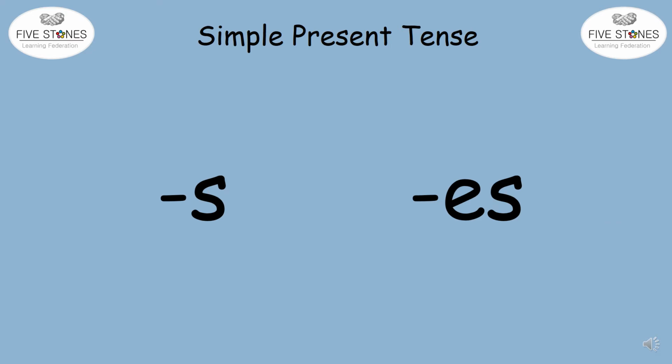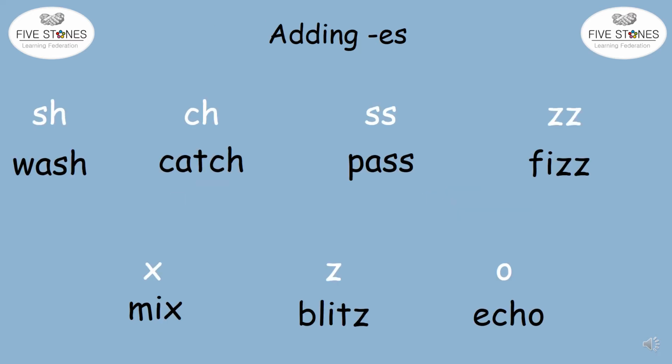So we've looked at verbs, and now we're going to look at changing the verb into simple present tense. When doing this, we usually need to change the verb by adding a suffix s or es. Here we have some word endings. If a verb ends with any of these, then you will add es to the end of the verb.